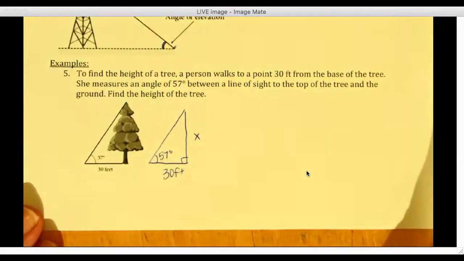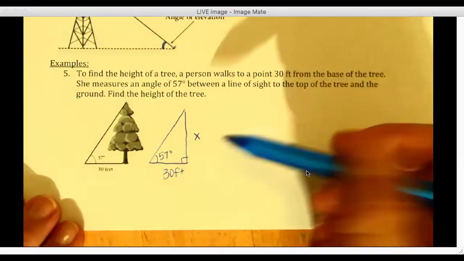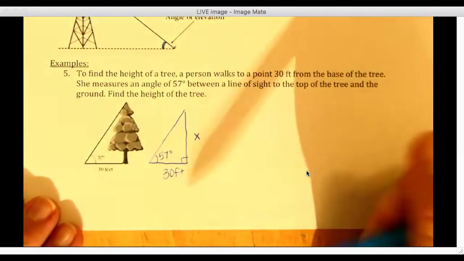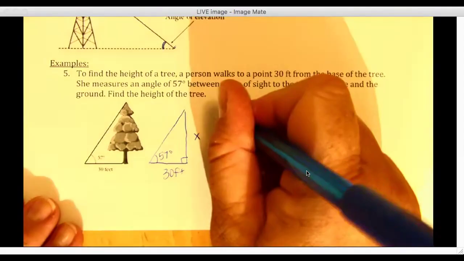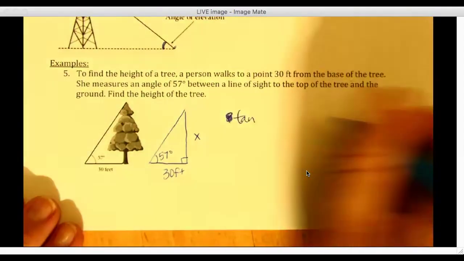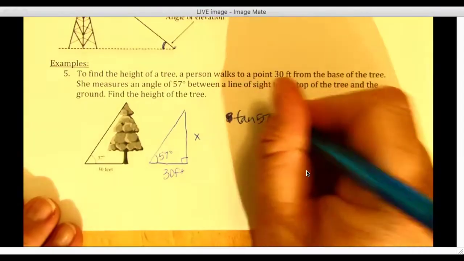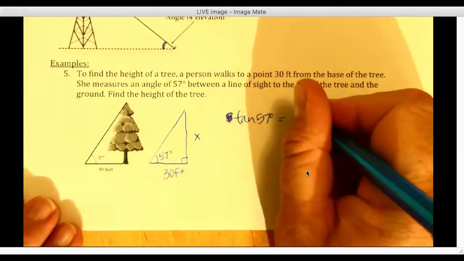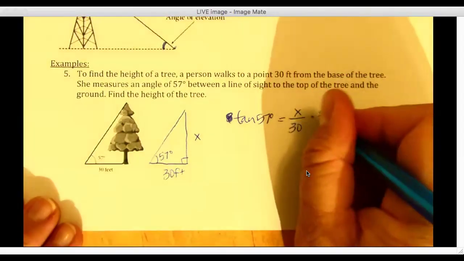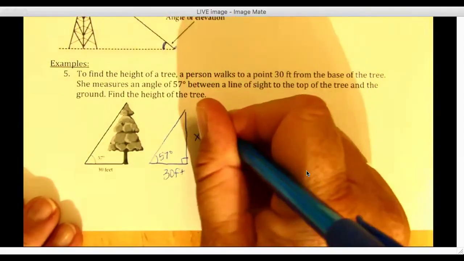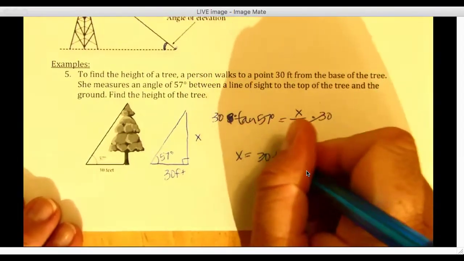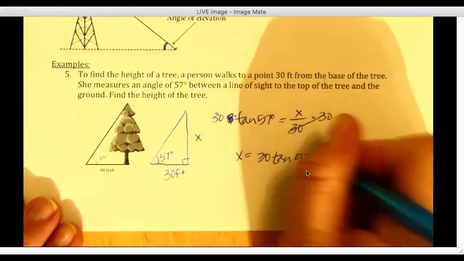So I'm going to go ahead and call that x. So if I have the opposite side and the adjacent side, that would be tangent. So I can set tangent of 57 degrees is equal to x over 30, opposite over adjacent. I can multiply both sides times 30, and then I have x is equal to 30 tangent of 57 degrees.